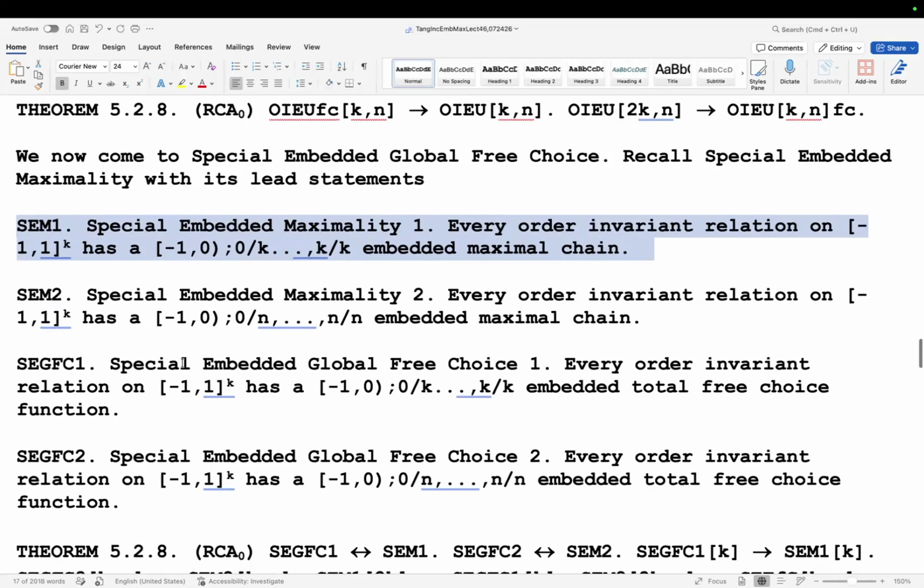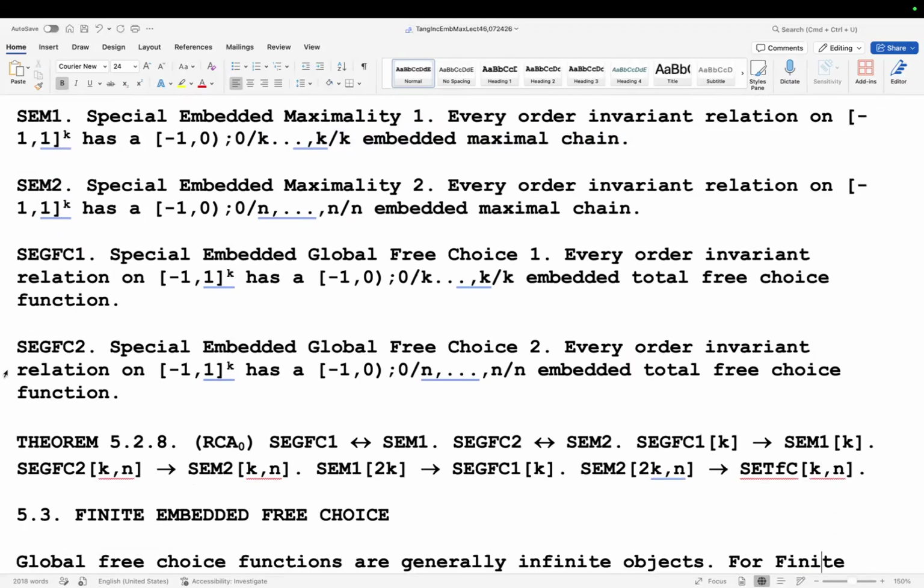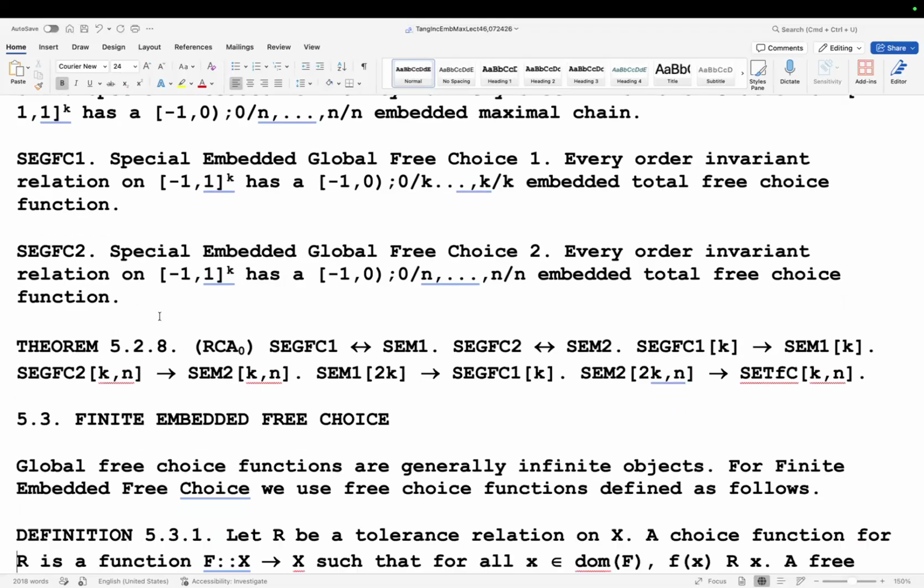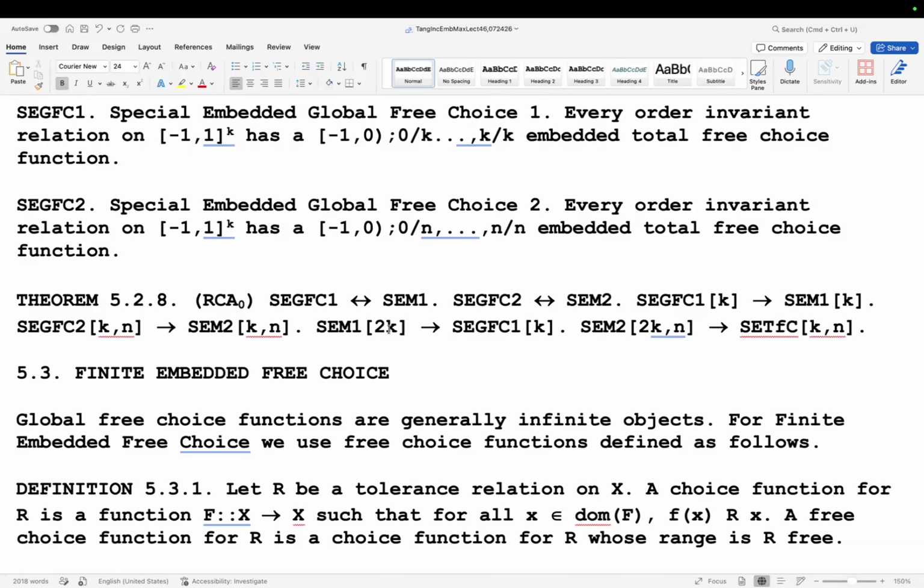Okay, so now we can do the same thing over here. We get the same thing here. We get this awful acronym SEGFC1. I may have to figure out how to make this long set of letters more friendly. I don't know how to do that exactly, but anyways. So we also have that, and then we have the equivalences. But again, you have to double the dimension when you want to go from the embedded maximality statement to the global free choice statement.